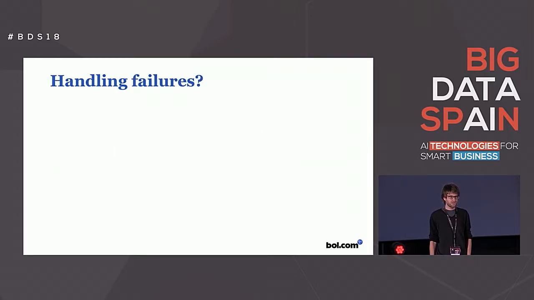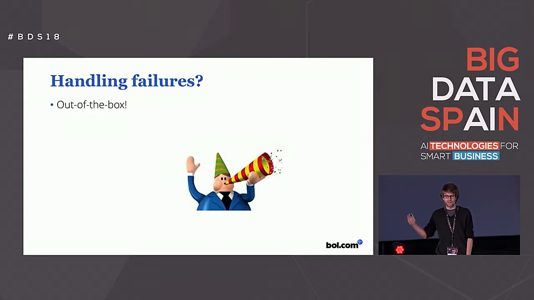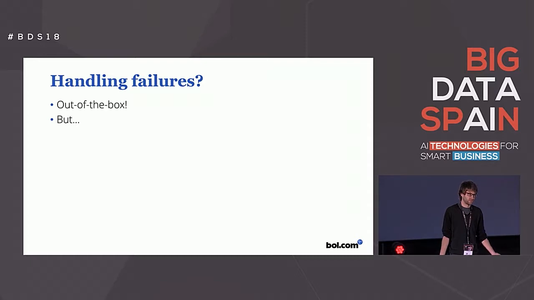But how do we handle failures? Oh, we're lucky in this case. Yeah, we can celebrate. It's out of the box. We don't really even need to care about fault tolerance. We don't need to understand it, because Flink will handle it for us if we are using these windowing abstractions. But there's always a but.